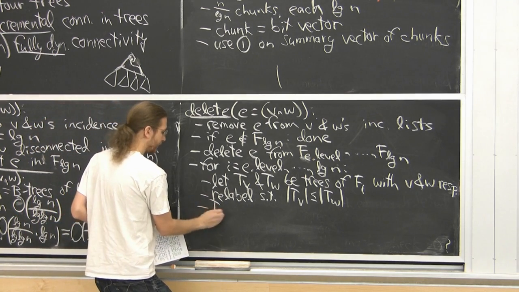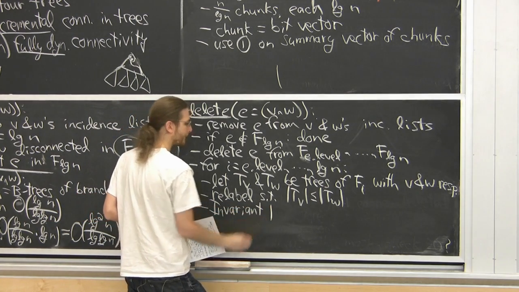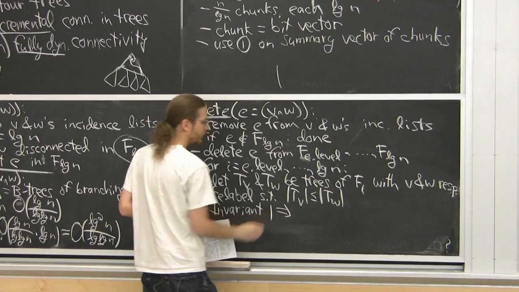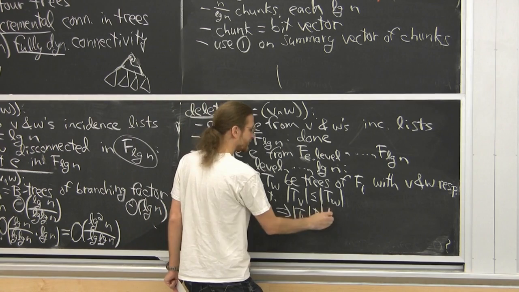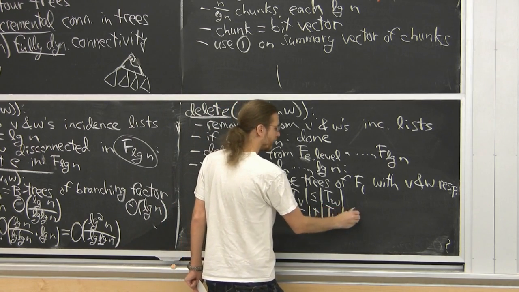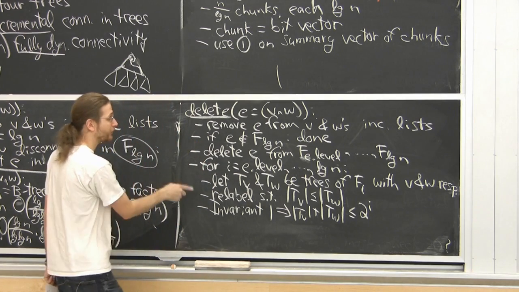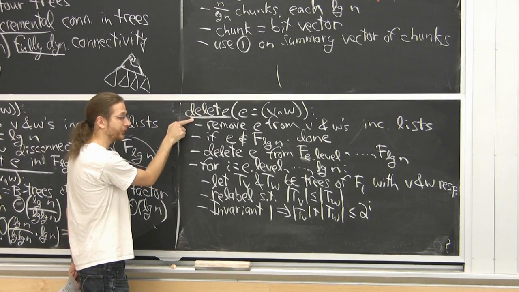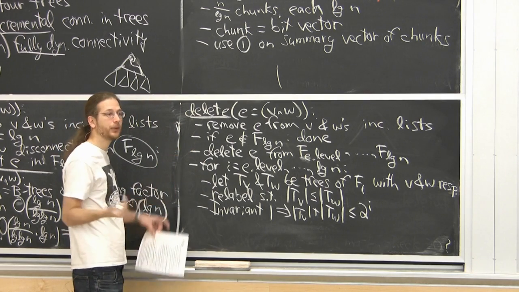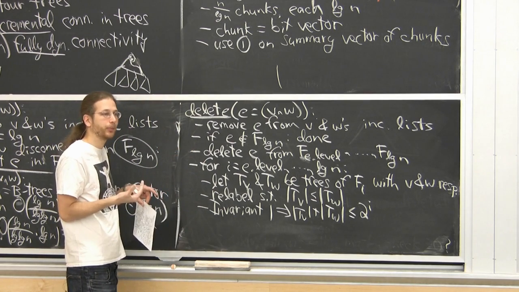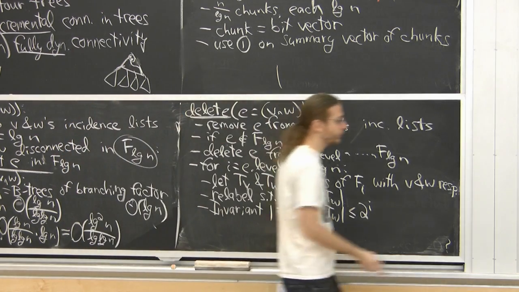Here's the fun thing. If we apply invariant 1, then we learn these sizes are not so big. Claim at most 2 to the I. To realize it's at most 2 to the I, you have to imagine the moment before this deletion happened, before we deleted the edge. Because at that point, TV and TW were actually one tree. They were connected by edge E. We've just deleted them. But the moment before we deleted them, invariant 1 held.